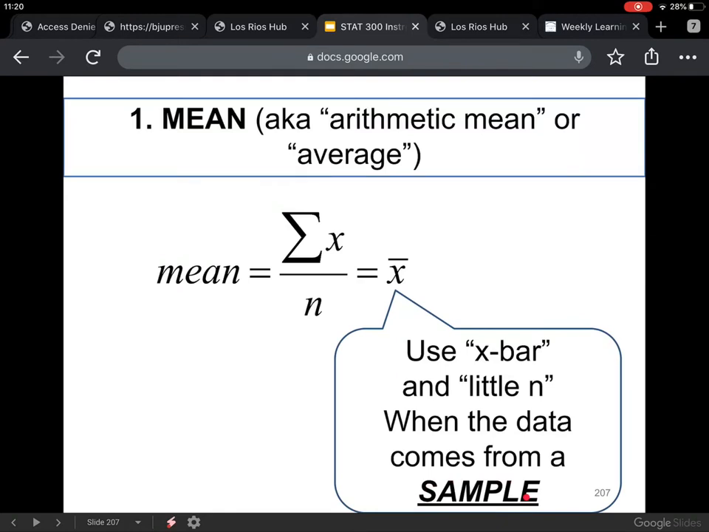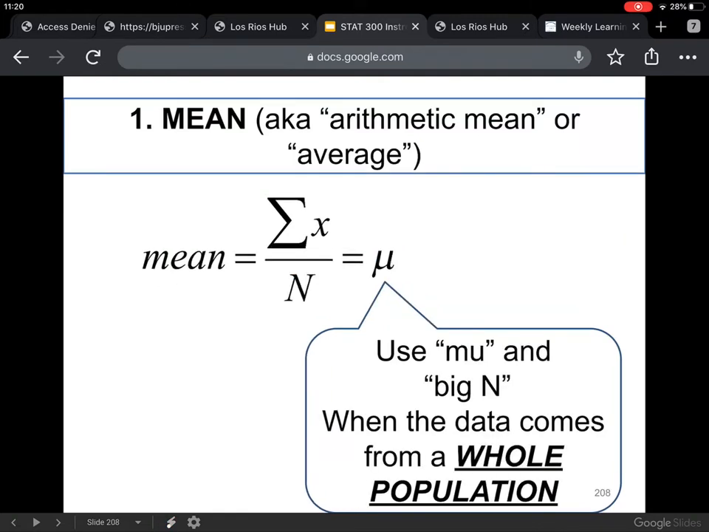Okay? And in that case, we use little n. So x bar refers to the sample mean, and little n refers to the sample total number of values, or the total number of values in the sample.